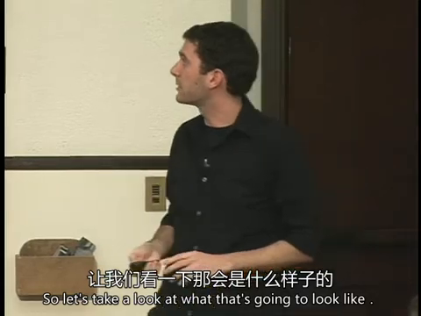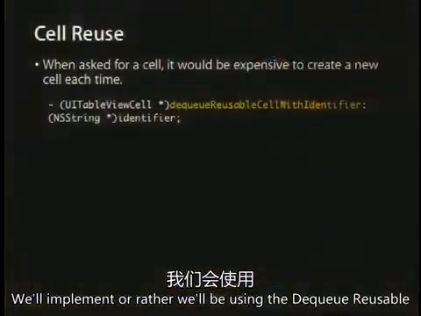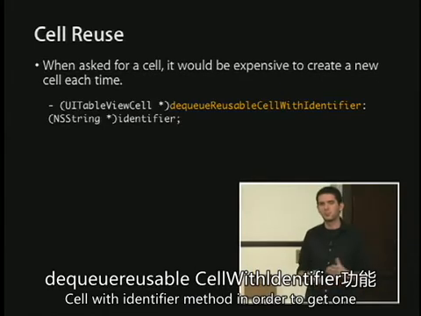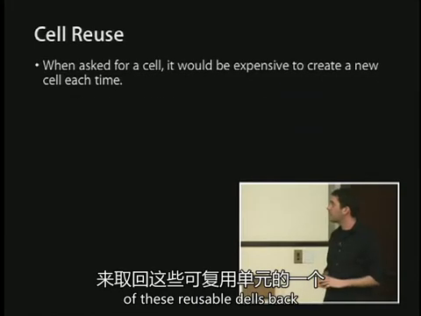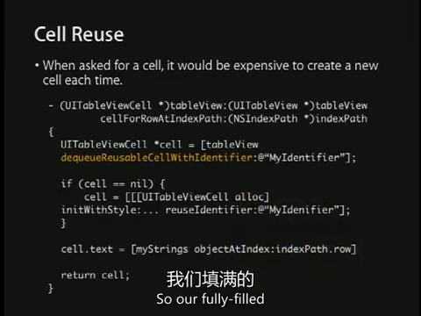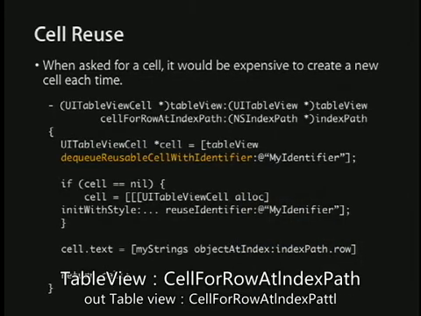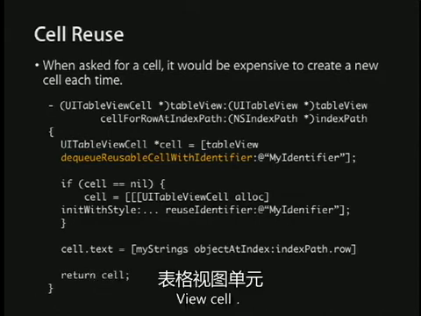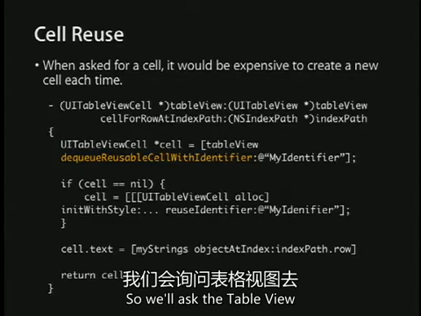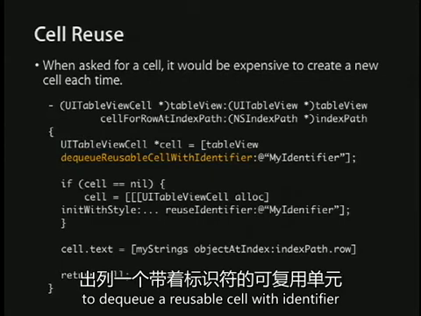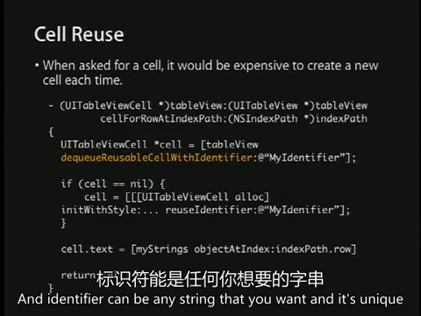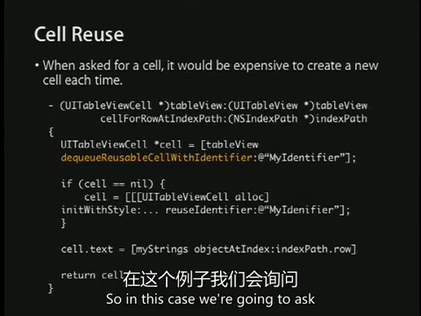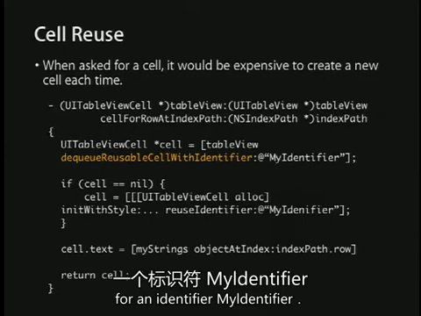So let's take a look at what that's going to look like. We'll be using the dequeue reusable cell with identifier method in order to get one of these reusable cells back. And it's going to look something like this. So our fully filled out table view cell for row at index path looks more like this. The first thing we need to do is get the table view cell. So we'll ask the table view to dequeue a reusable cell with identifier. The identifier can be any string that you want, and it's unique to this particular table view. So in this case, we're going to ask for an identifier, myIdentifier.